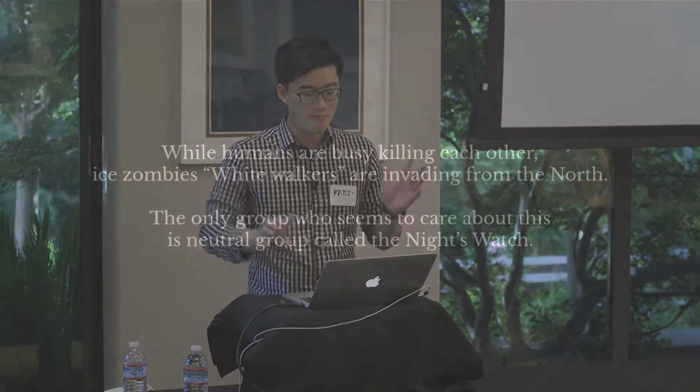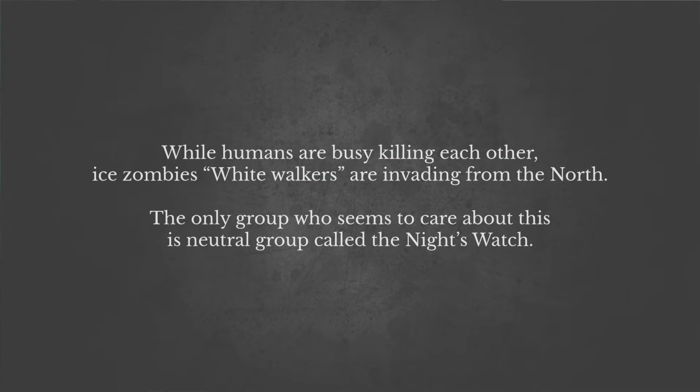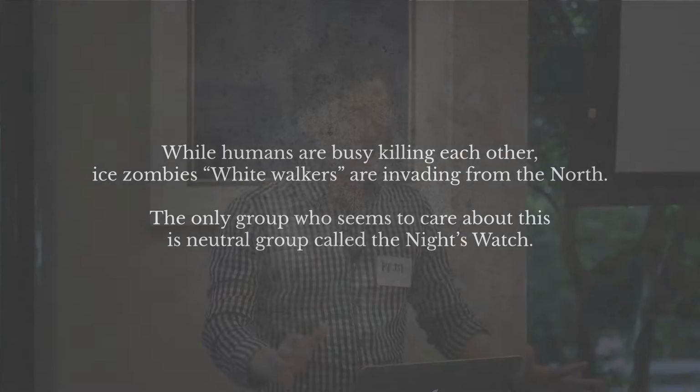So if you think it's not totally messed up enough, while people are busy killing each other, ice zombies, the White Walkers, are coming from the north. These are zombies, meaning they don't care about anyone. They just want to kill everybody. And the only group who seems to care is a neutral group called the Night's Watch, which guards the border on the top. And they have like 100 people against, I don't know, millions of White Walkers. So let's see how things go.